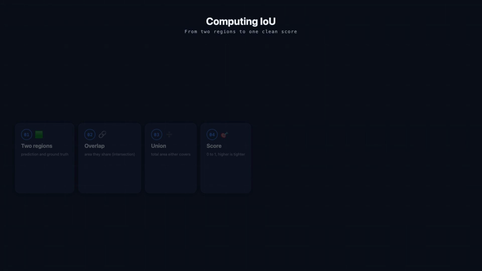IOU is really just one small calculation you can picture in your head. Walk through it once and it sticks for good. Everything starts with two regions. Take the predicted box or mask that the model produced and place it next to the ground truth region a person labeled as the real answer. That pair, the guess and the truth, is genuinely all we need to begin, and the same recipe works whether these are rough bounding boxes or fine pixel masks.